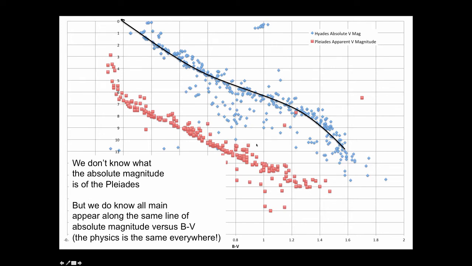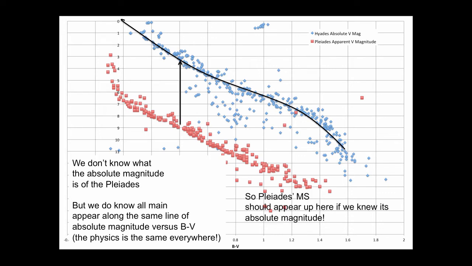So we know that if we did know the absolute magnitude of all the stars in the Pleiades and we plotted them, they would all appear on this black line here, just like the Hyades does, because physics is the same everywhere. So we actually do know the absolute magnitude of these stars. All we have to do is take the main sequence of the Pleiades and shift it vertically upwards until it overlays the main sequence of the Hyades, which we do know the absolute magnitude of.